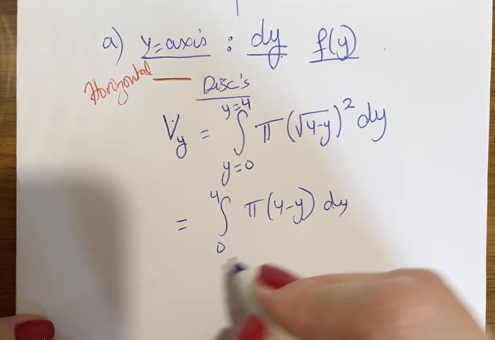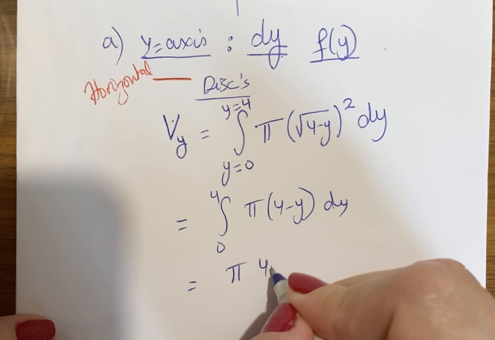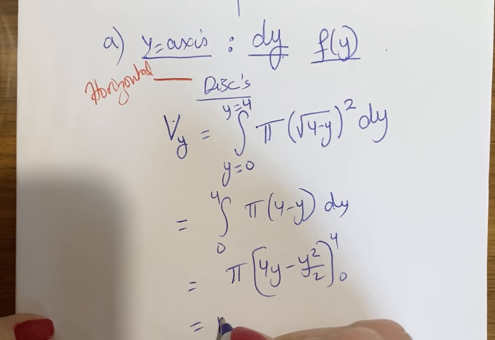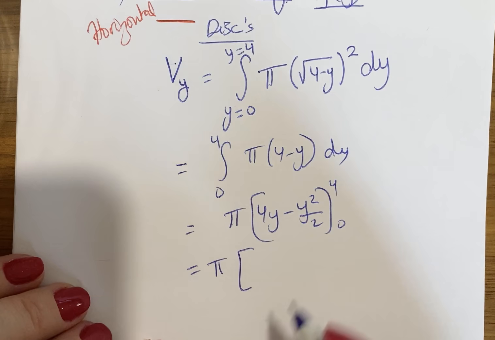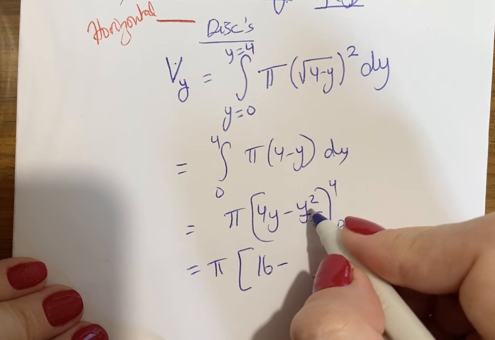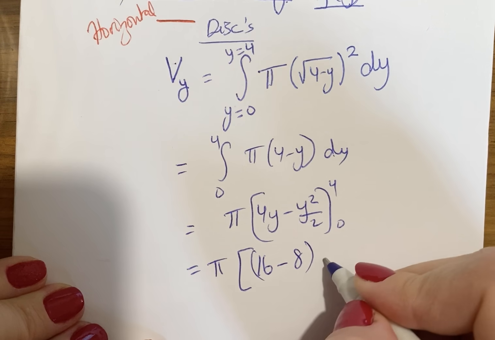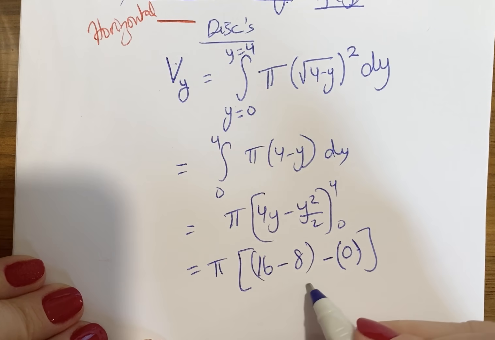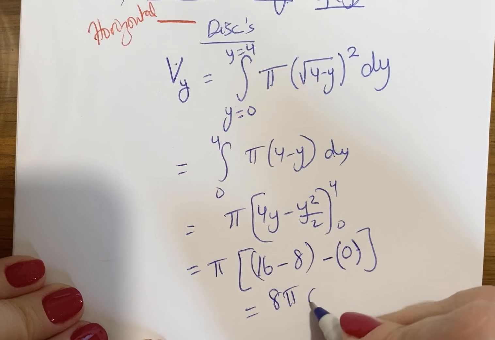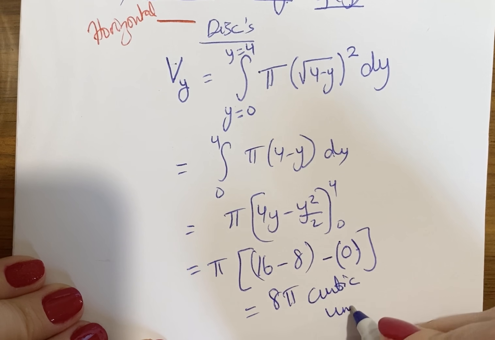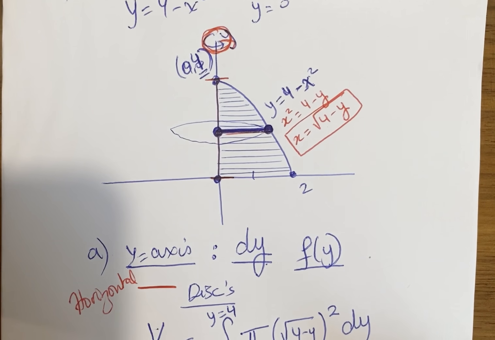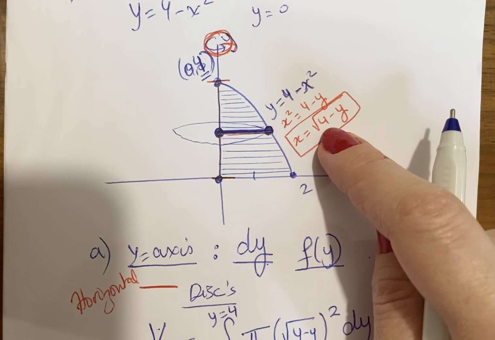The integral becomes very easy. Pi times 4y minus y squared over 2, from 0 to 4. You keep the pi outside. You substitute the 4: 16 minus 16 over 2, which is 8. Minus 0 minus 0, it gives me 0. 16 minus 8 is 8 pi cubic units. All right? All as functions of y.